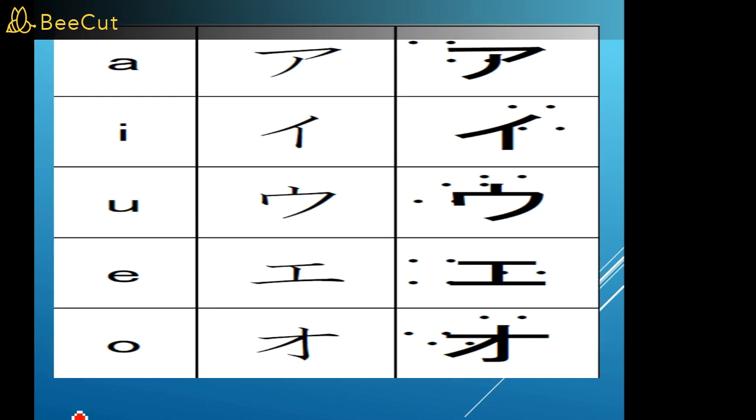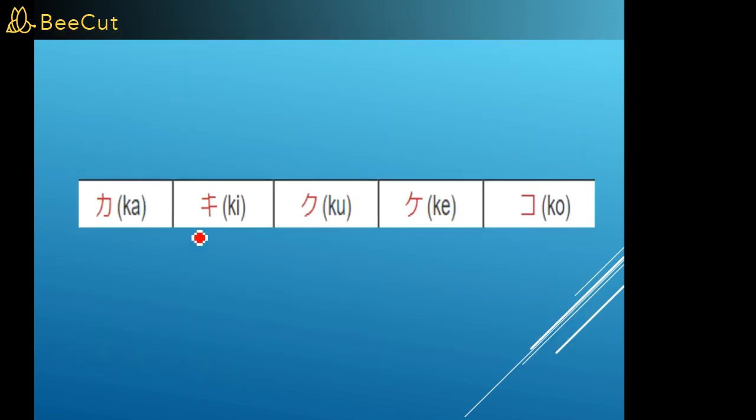Alright, so what we learned, 5 characters, was A, E, U, A, and O. So we have completed these 5 characters. We will move to next, and next will be Ka, Ki, Ku, Ke, Ko.